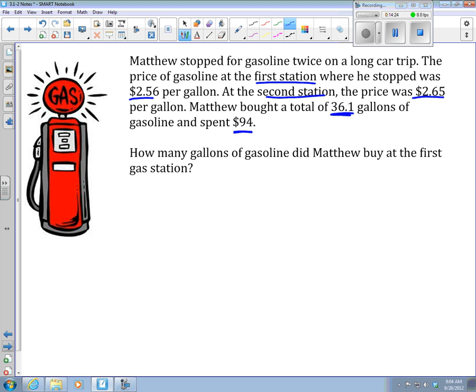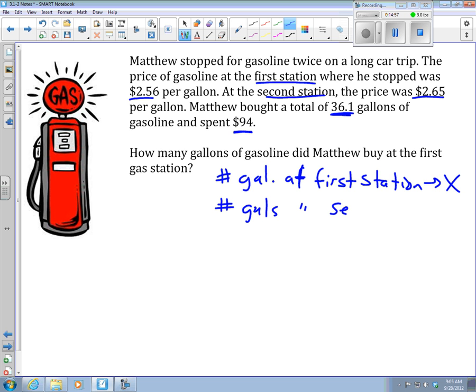So the 2 variables we're dealing with here is this. How much gas did he buy at the first station? How much gas did he buy at the second station? So how many gallons of gasoline did Matthew buy at the first station? Let's say this. Number of gallons at first station is going to be X. And number of gallons at second station is going to be Y.